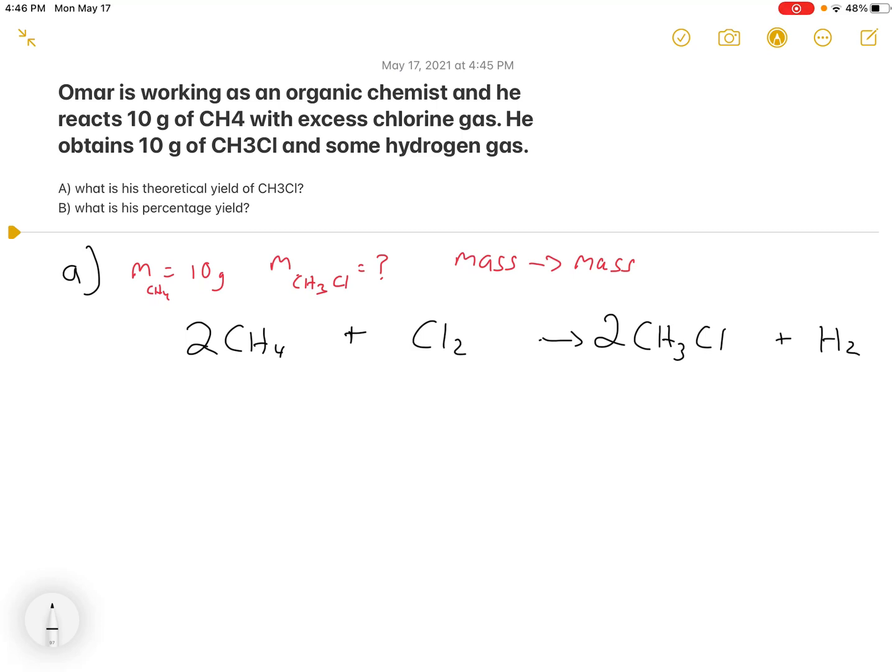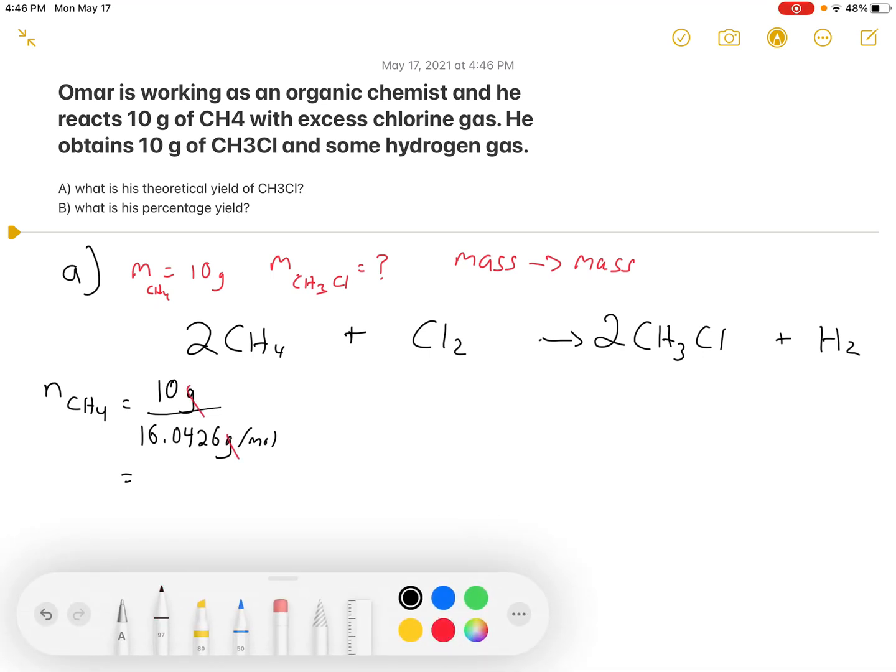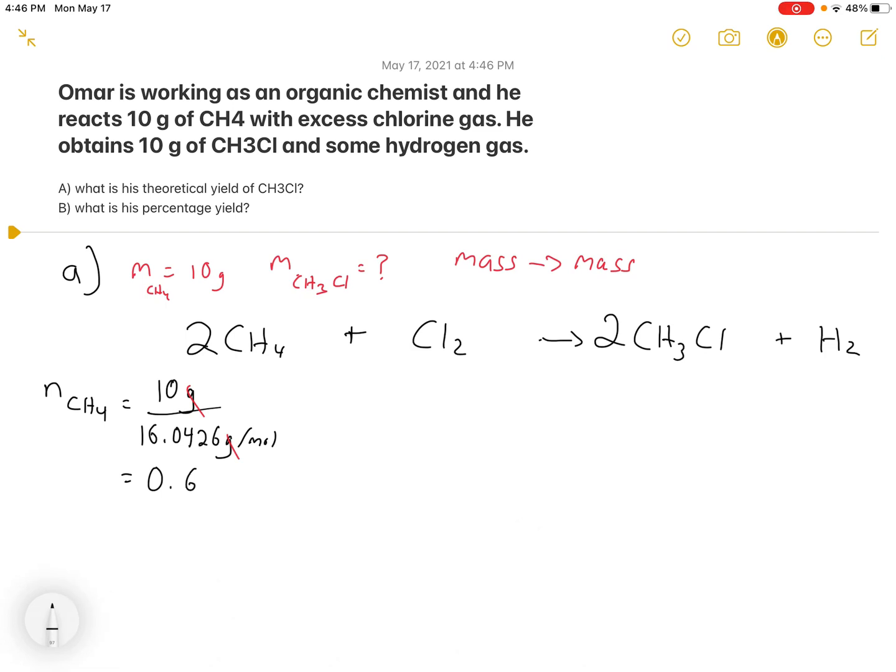So now this just becomes a stoichiometry problem. Again, with mass to mass, we can't convert directly from mass to mass. We have to find moles. So the moles of the methane, or the CH4, we know that Omar took 10 grams. And the molar mass of CH4 is around 16.0426 grams per mole. And we know that we set up that equation properly because the units of grams will cancel out. This is going to give us approximately 0.6233 moles of CH4.